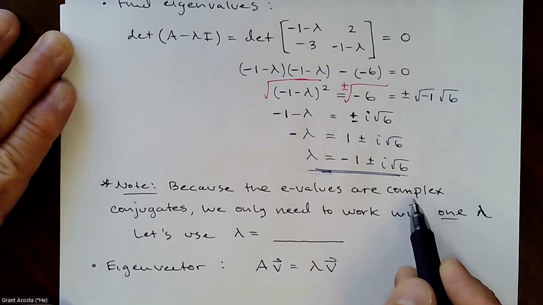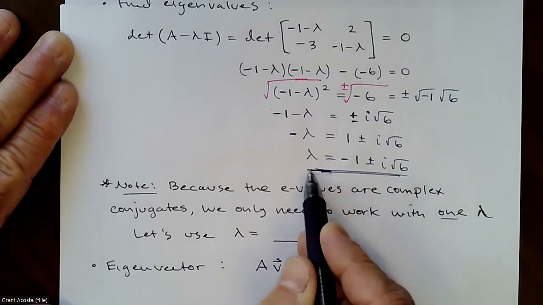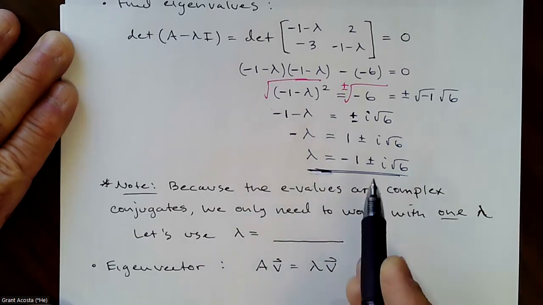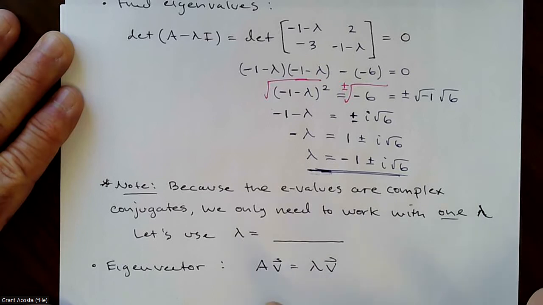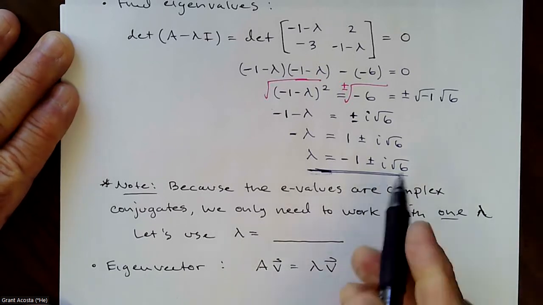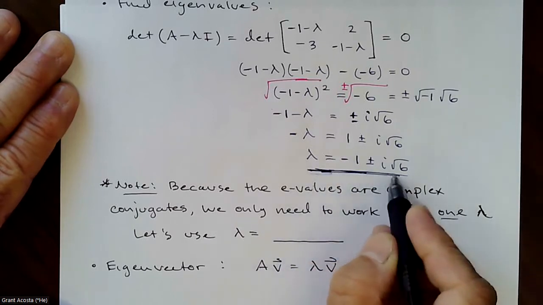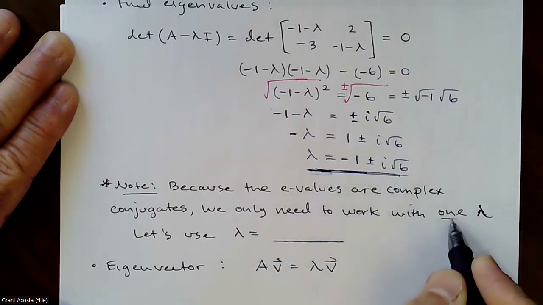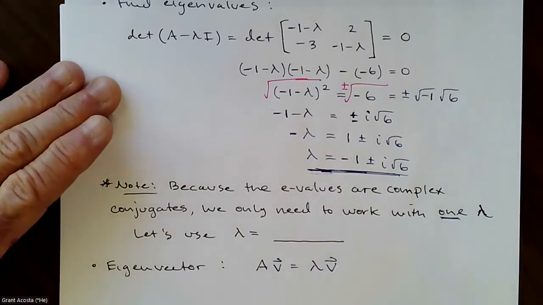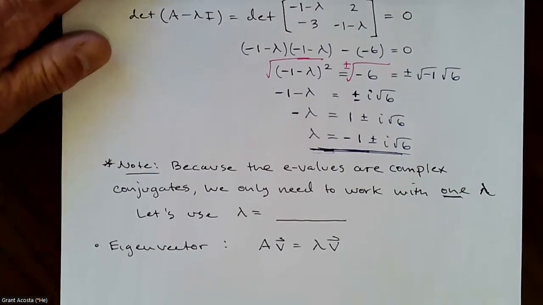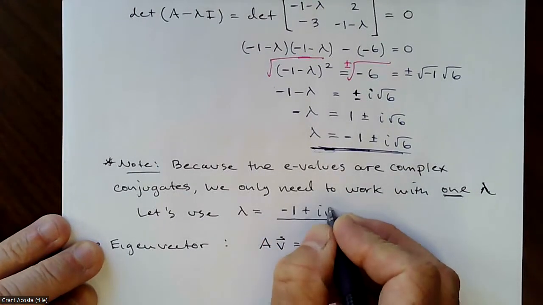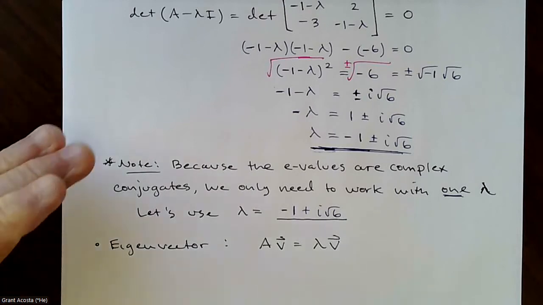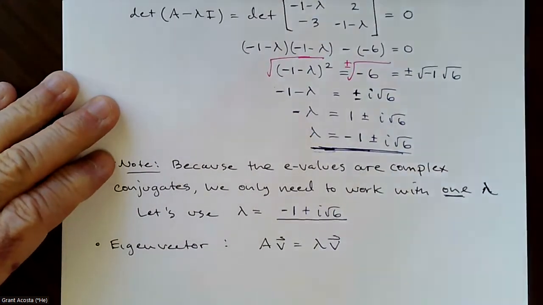And it turns out that you don't need to work with both eigenvalues and eigenvectors, because if you do that, you could end up combining your solution into a shorter solution. It turns out you just need to work with one of your eigenvalues and its corresponding eigenvector. So we're just going to use the positive one. We'll use -1 plus i root 6. So we need to find the eigenvector that goes along with this.